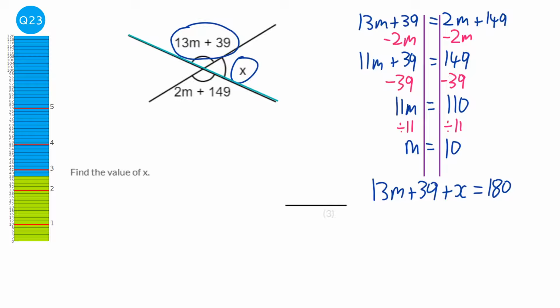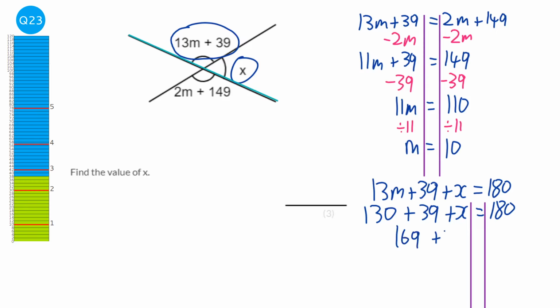So we can solve this, or well, first of all we know what m is, so it'd be 13 times m, which is 130, and then we can solve this. So let's get my solving lines in, and so that's going to be 169 plus x equals 180, and we're going to just take the 169 away from both sides. So we've got x equals 11. So the value of x will be 11 degrees.